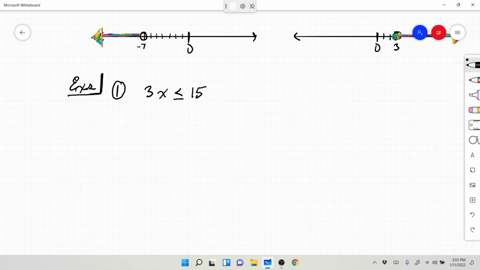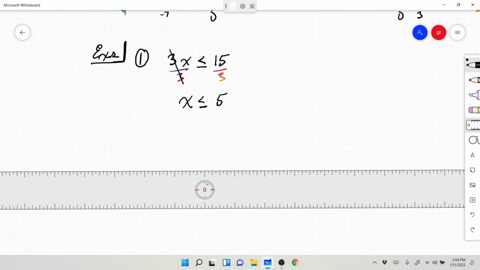So this one, there is no exception. No big deal. How are we going to get rid of that 3? Divide it. So we're going to divide 3 on both sides. We're dividing by a positive number. So x is going to be less than or equal to what? 5. Sounds great.